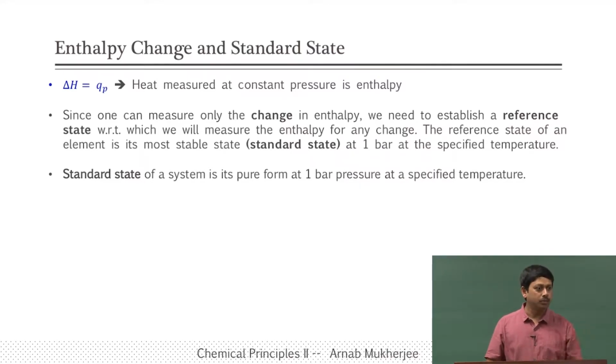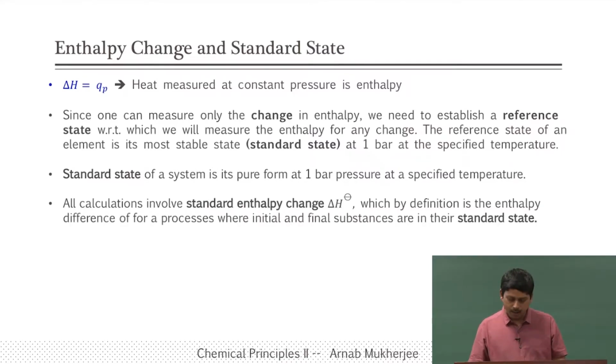However, water will not be liquid at a very high temperature, right. Let us say 378 Kelvin. At 378 Kelvin at 1 bar pressure, water will be in vapor form. So those things we have to consider: what is the most stable form at a specified temperature at 1 bar pressure, and with respect to that we are going to calculate the change in enthalpy, which will give us the heat of formations, and that is what thermochemistry is all about.